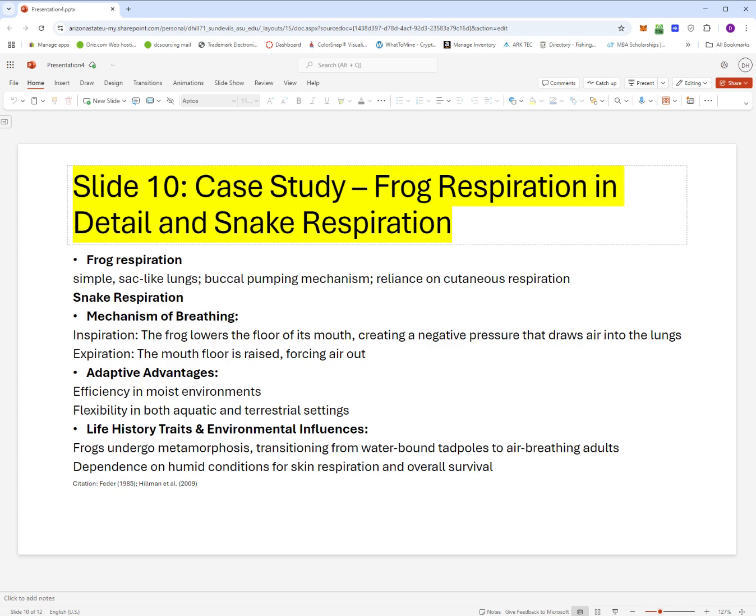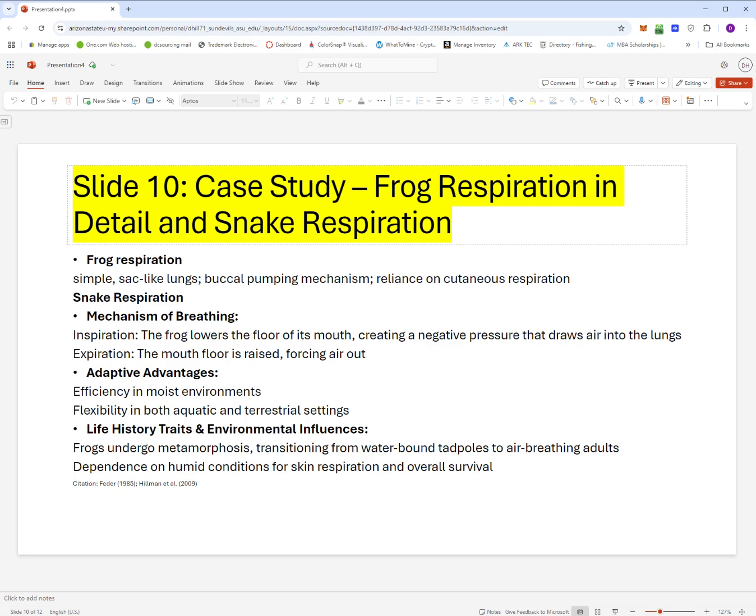In contrast, snakes, which are representative of the amniotes, have evolved a very different respiratory system. Most snakes possess a single elongated functional lung that is highly complex and subdivided into alveoli. These alveolar structures provide a large surface area for efficient gas exchange. Because snakes generally inhabit drier and more thermally variable environments than frogs, this lung architecture is adapted to maximize oxygen uptake while minimizing water loss, a critical adaptation for survival in arid conditions.